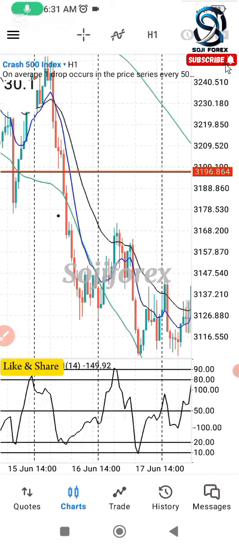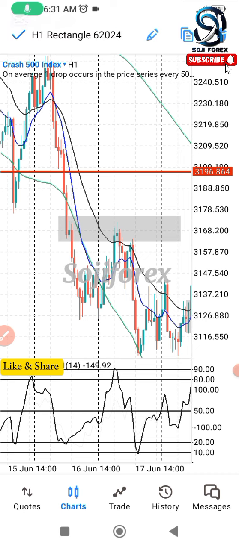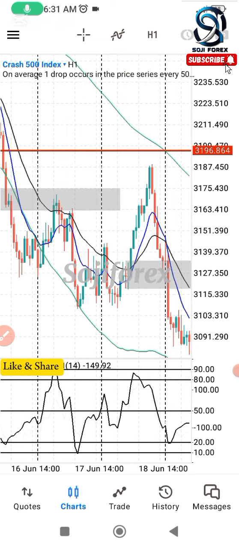You can see this one. Look at this smart money cue. You can see how price played out in the smart money cue. So that is just it. Now look at this.